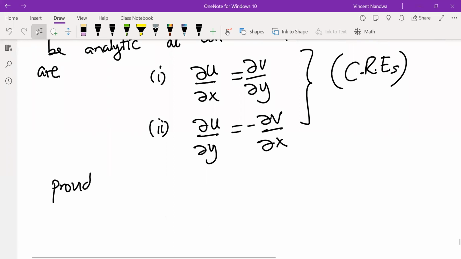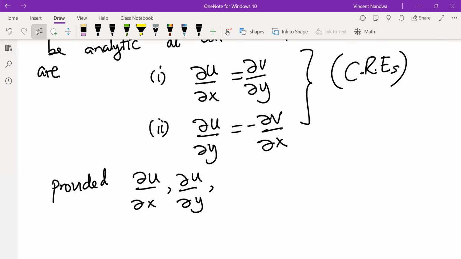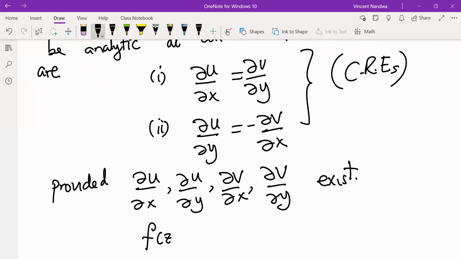provided partial u partial x, partial u partial y, partial v partial x, partial v partial y exist. So that is the necessary condition for f of z to be analytic, where f of z itself is given by u plus iv, and u is a function of x and y, also v is a function of x and y.